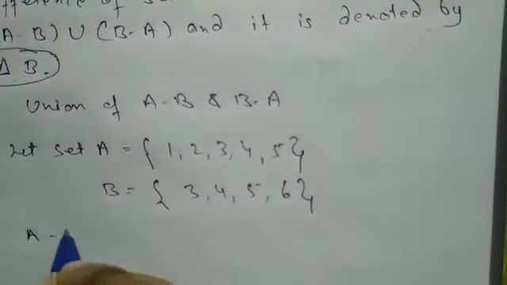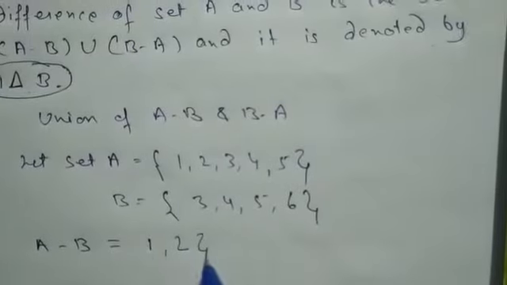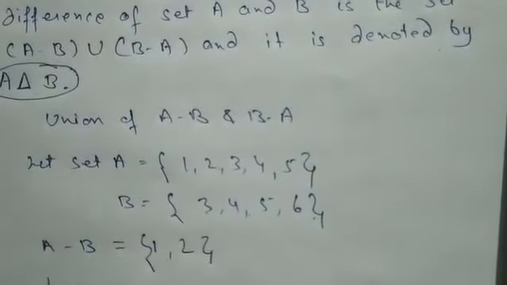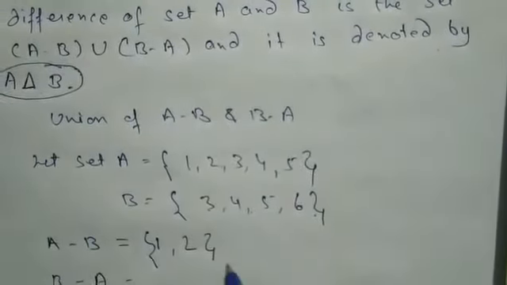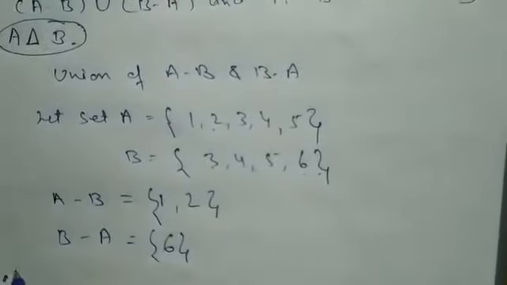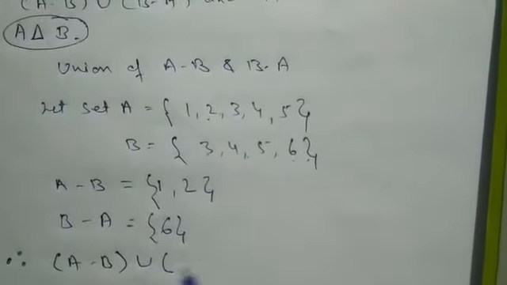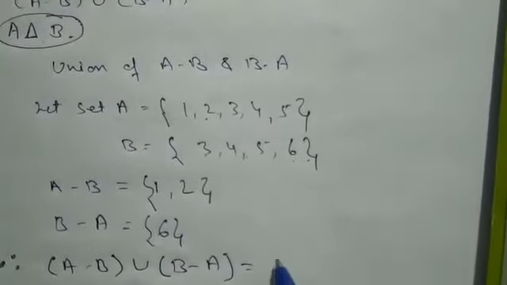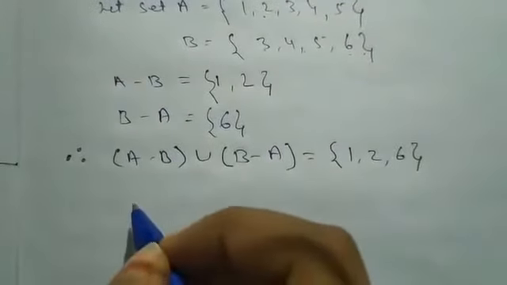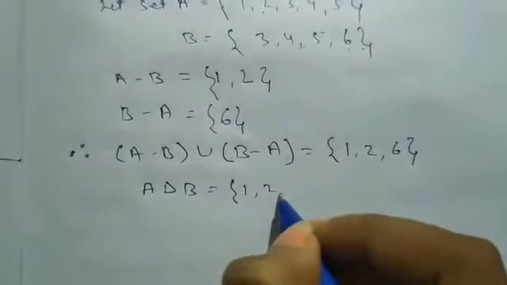Now we know A minus B is equal to 1 and 2, as 1 and 2 are the only elements present in set A, not in set B, and B minus A is equal to 6, as element 6 is only present in set B but not in set A. Therefore, set A minus B union set B minus A is equal to 1, 2 and 6, and hence the symmetric difference of two sets, that is A triangle B, is equal to 1, 2 and 6.